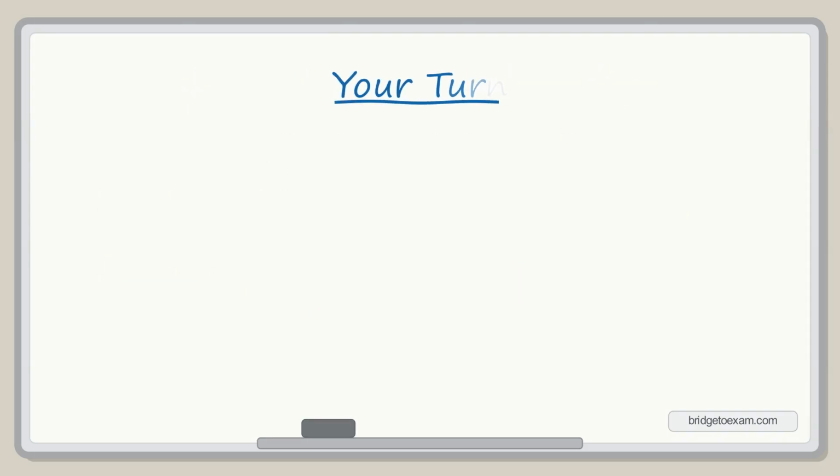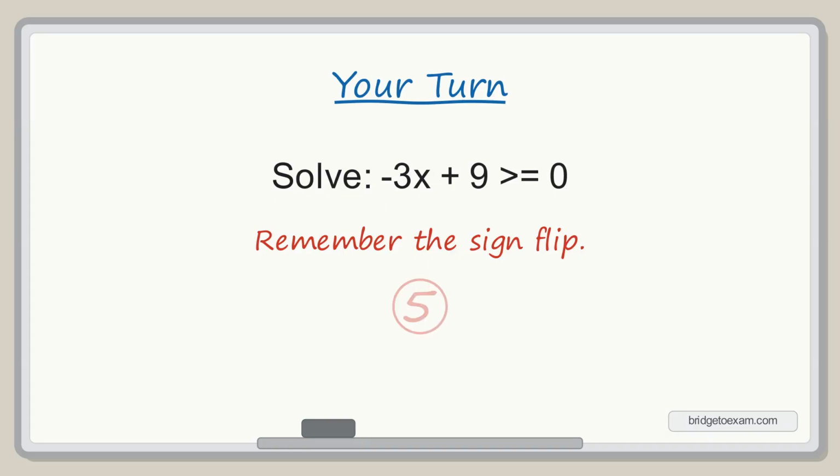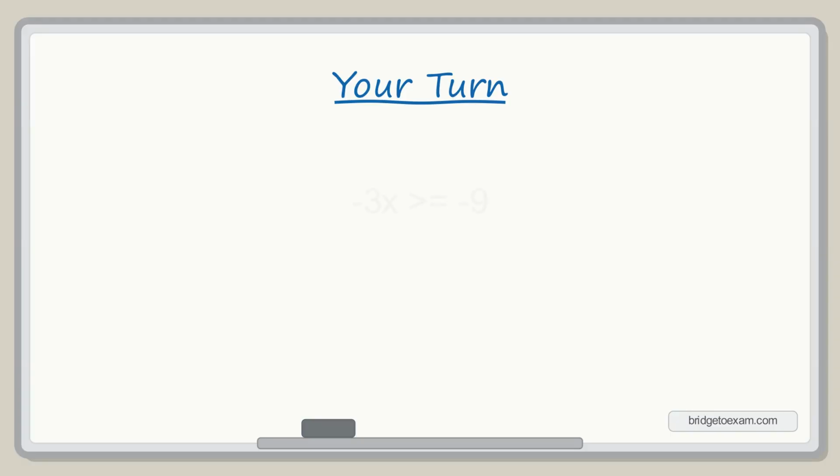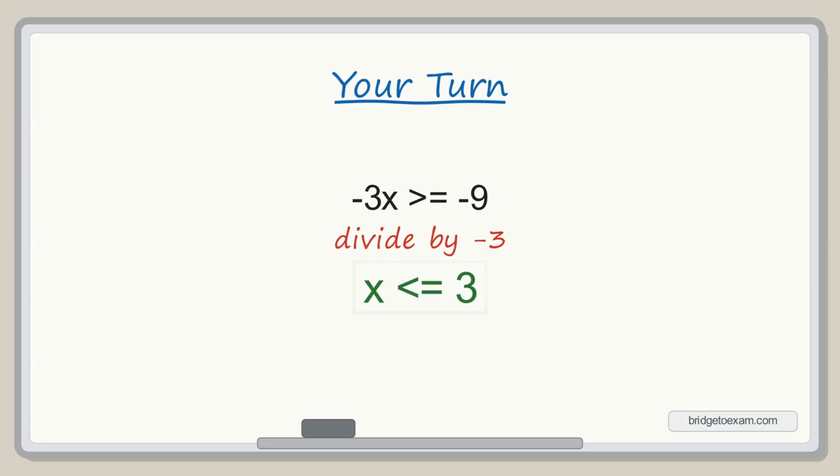Your turn. Solve negative 3x plus 9 is greater than or equal to 0. Pause the video and watch carefully for whether the inequality sign must flip. Subtract 9 from both sides to get negative 3x is greater than or equal to negative 9. Now divide by negative 3, so the inequality reverses. The answer is x less than or equal to 3.